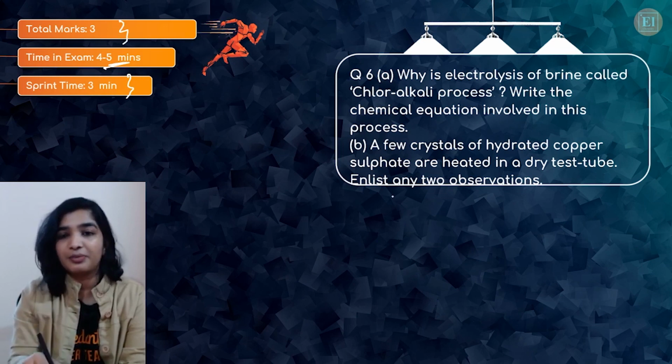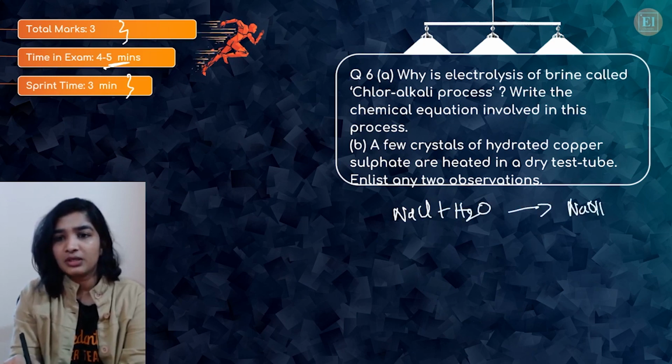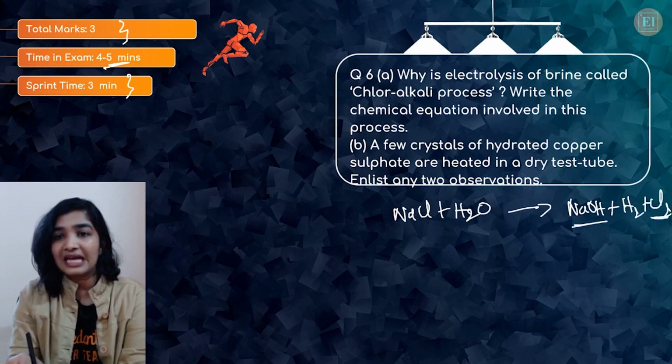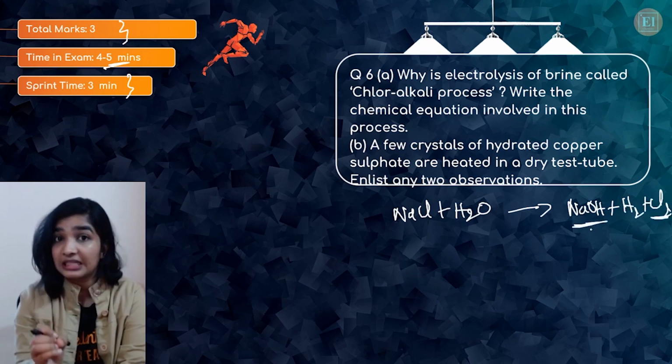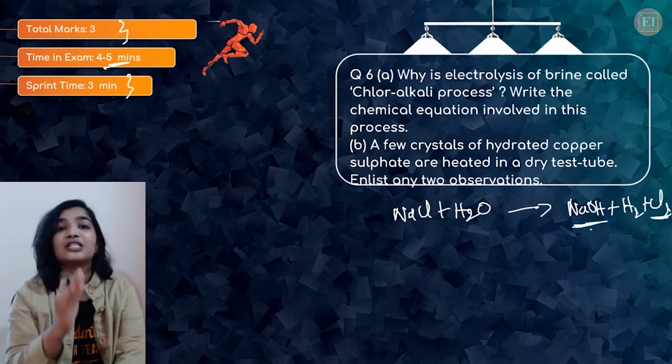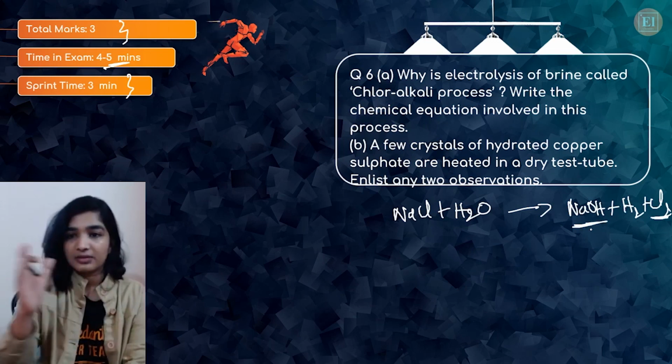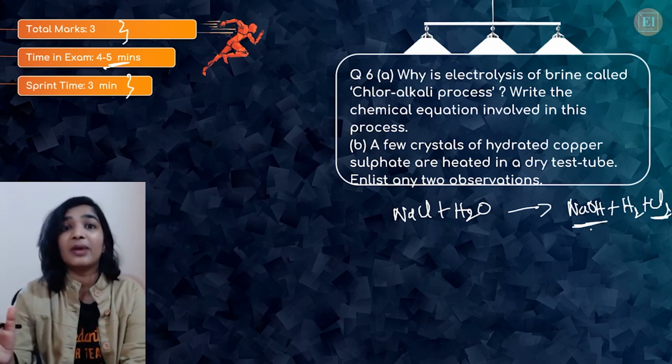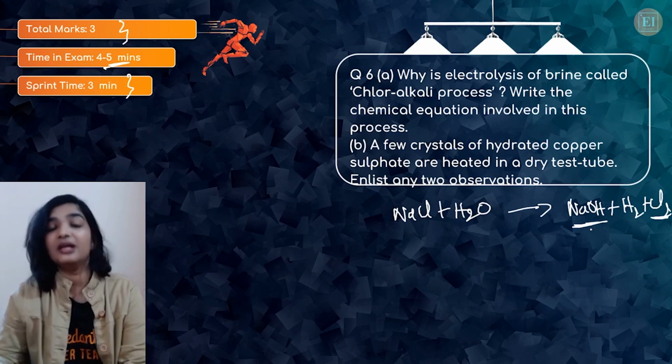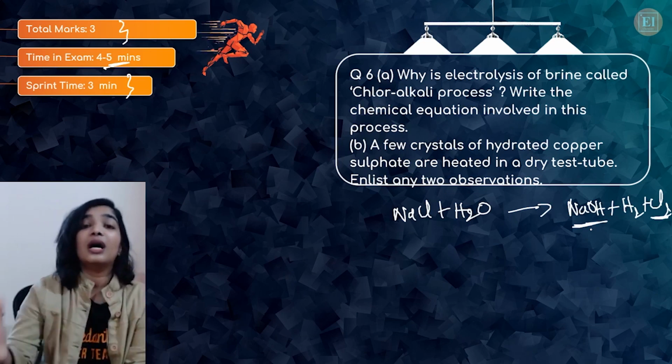So electrolysis of brine is basically NaCl plus H2O. You will get NaOH plus H2 plus Cl2. So you are getting chlorine and sodium hydroxide, which is an alkali here. Hence it is called chloralkali. Chlor stands for chlorine, and sodium hydroxide is an alkali. So hence it is called the chloralkali process.